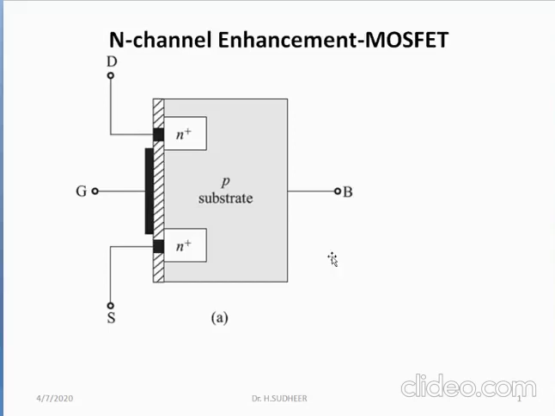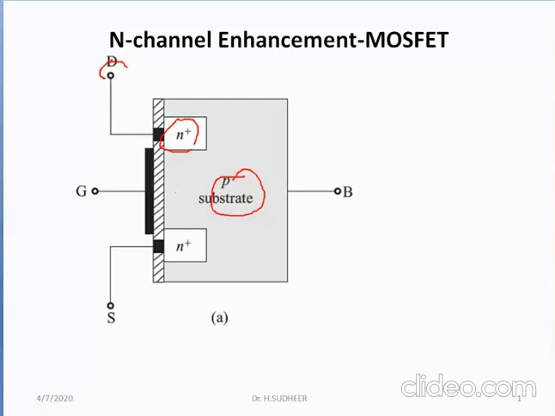Hello students, in this lecture I'll explain the construction and working of the N-Channel Enhancement MOSFET. Enhancement MOSFET construction is very similar to depletion MOSFET. We need to take a P-type substrate. In that P-type substrate, two N-type regions are induced. One is connected to drain, another is connected to source. Gate is insulated from the substrate using a silicon dioxide layer.